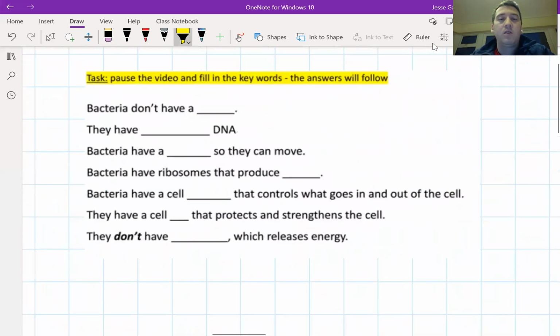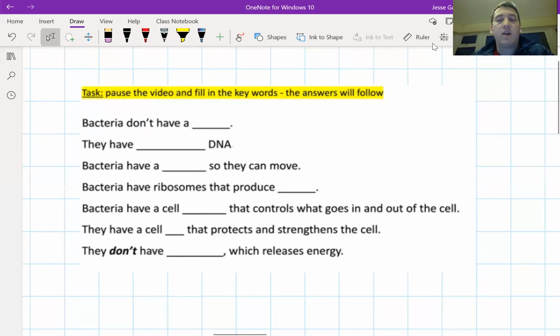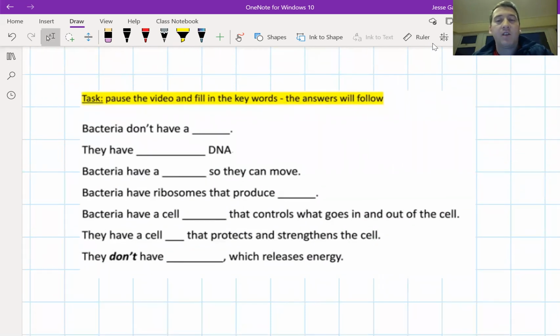What I want you to do now is pause the video and write out these sentences and fill in some key words. Each sentence is missing a key word. So I want you to pause the video and write out the full sentence and the missing key word. Don't just write the key word, practice writing the full sentence, because this is good to get you practicing writing science. So pause the video and complete the task now.